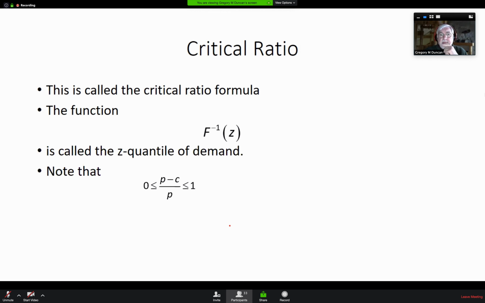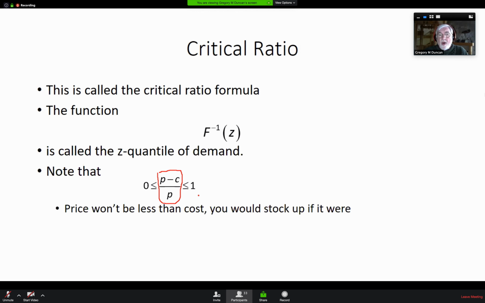And we note a couple of things. First, that the critical ratio has to be greater than 0 and less than 1. Why is that? Well, the price won't be less than the cost, because if that was the case, you wouldn't stock up. The cost won't be less than 0. If it was, you would buy an infinite amount of stuff, and you would make money every time you bought something.